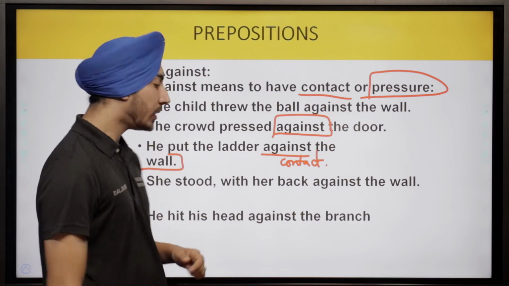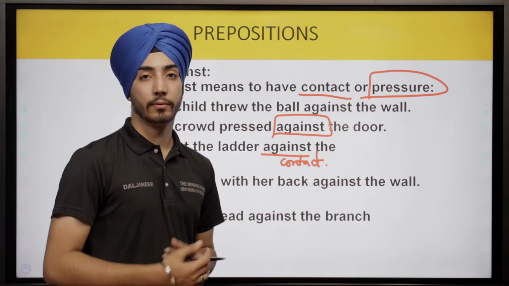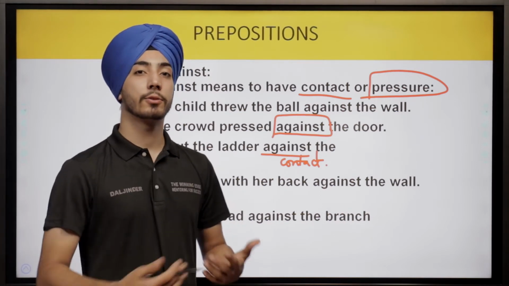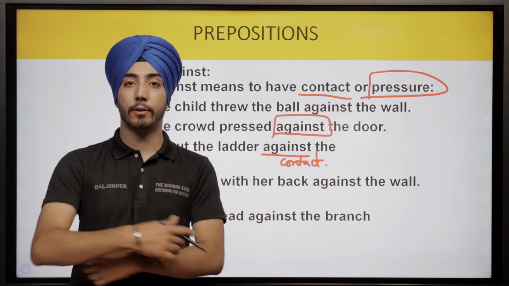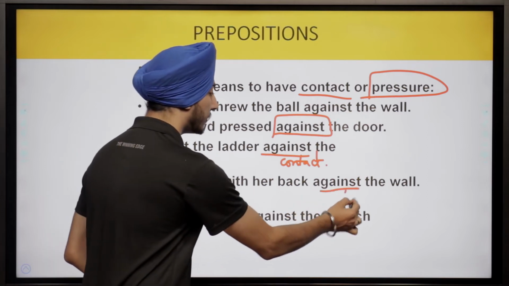right? She stood with her back against the wall. She stood, how did she stand? She stood placing her back like this. Now what does it show? It shows that she was in contact with the wall. She was not pressing the wall, right? It's of no use. So it means contact here, right?